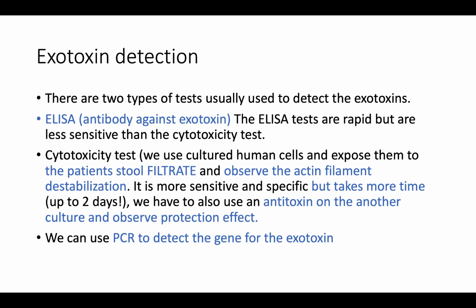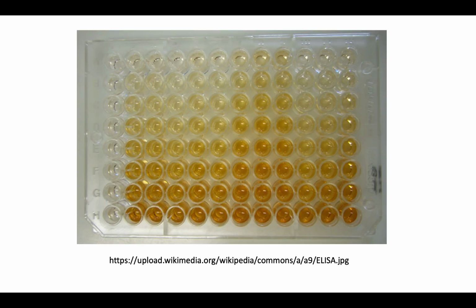You might go for the cytotoxicity test, but at that point you have already crossed some miles in combating the bug. So you may have given him some antibiotics, and that might reduce specificity. So what else can we do? We can do PCR. If you can detect the gene of the exotoxin, which is unique for this bacteria, that can also be diagnostic. So that is what the ELISA looks like.